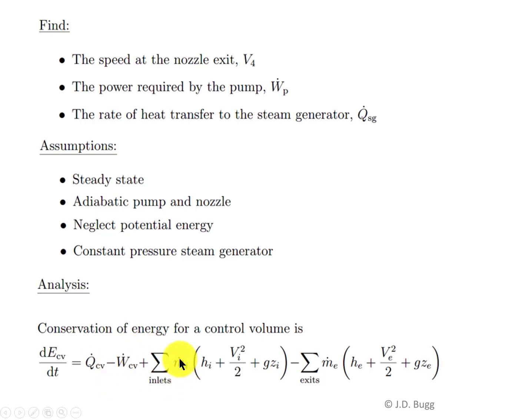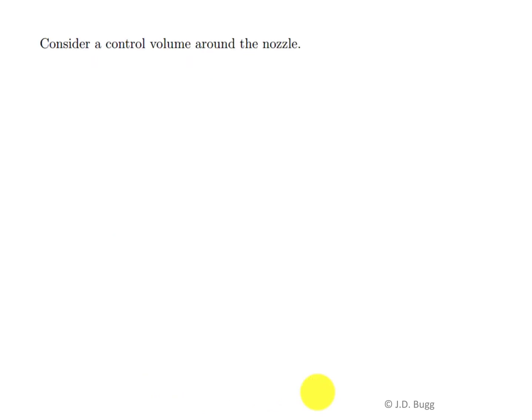And each of these only has a single inlet and a single exit, so we won't need the summations over the inlets or exits. When we apply the energy equation to the nozzle, it reduces to this. So the enthalpy at the inlet, H3, is equal to the enthalpy at the exit, H4, plus the kinetic energy at the exit. That's all that's left of the energy equation when we apply it to the nozzle, because it's steady state, no heat or work transfer, no potential energy anywhere, and of course we've assumed the kinetic energy at the inlet of the nozzle is 0 as well.